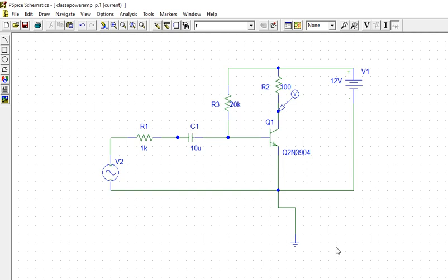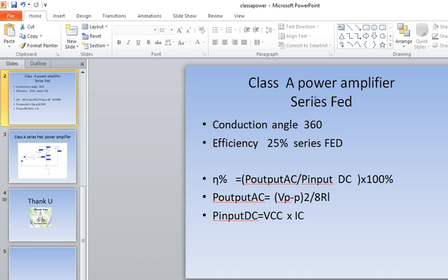In this class A series fed power amplifier, the conduction angle will be 360 degrees. That means the total conduction angle for this is 360. Maximum efficiency is 25% for series fed. And in this experiment we have to see what the efficiency is.